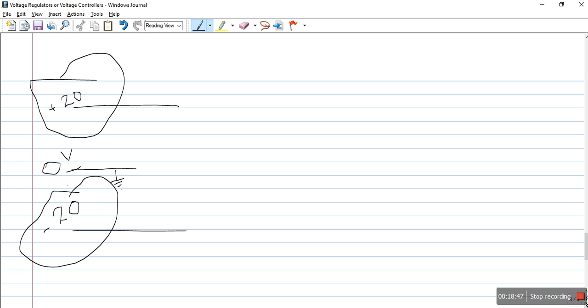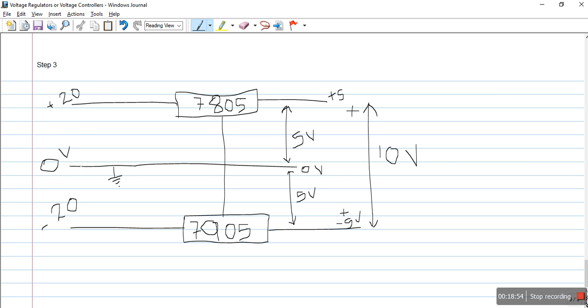Now next, I have to connect 7805 at the plus 20 volt and 7905 at the minus 20 volt. See, this is what I have done. Plus 20 volt I have connected to the 7805 input, minus 20 volt I have connected to the 7905 input. The ground point of one IC is connected to the common 0 volt. The ground point of 7905 is connected to 0 volt, and I am taking output from 7805. This will give me 5 volt with respect to 0 point, and the 7905 will give me minus 5 volt with respect to this point.